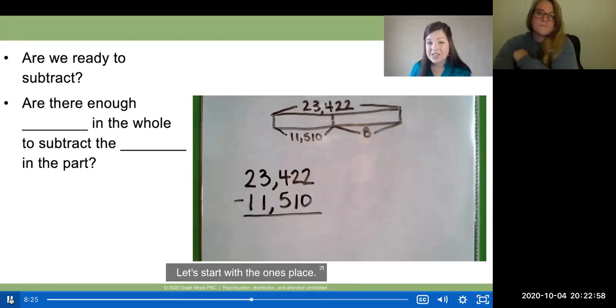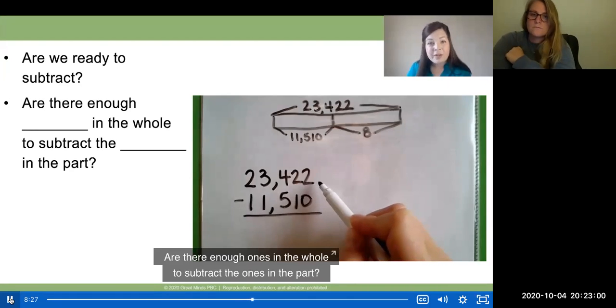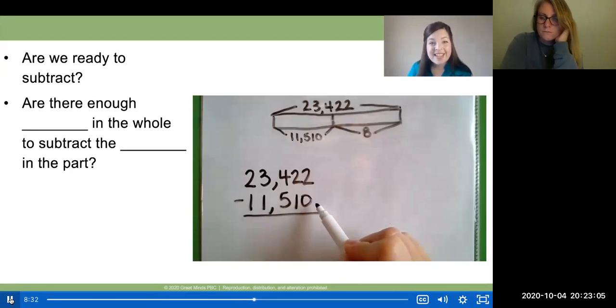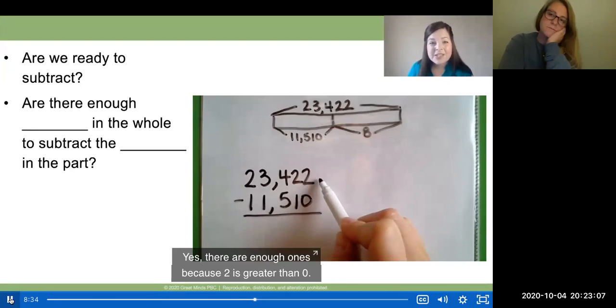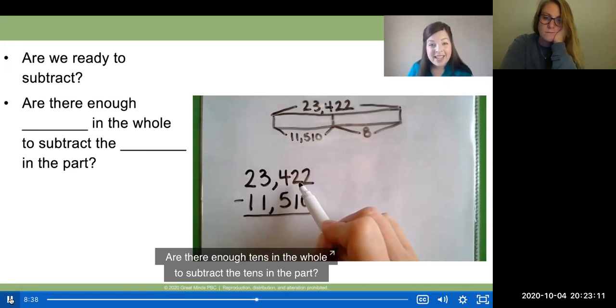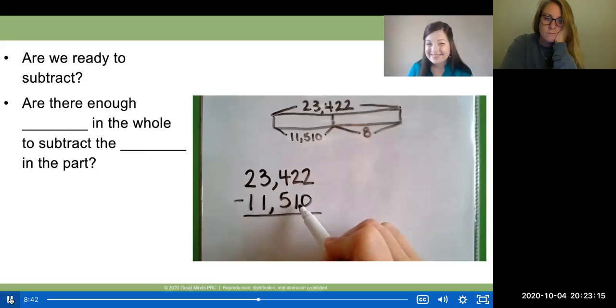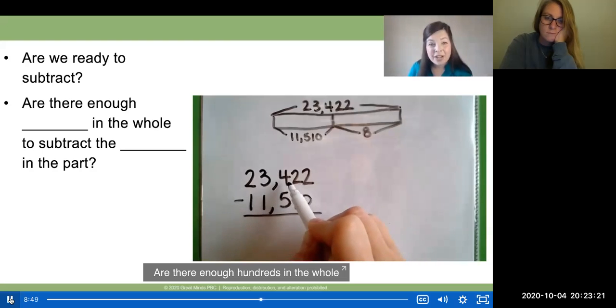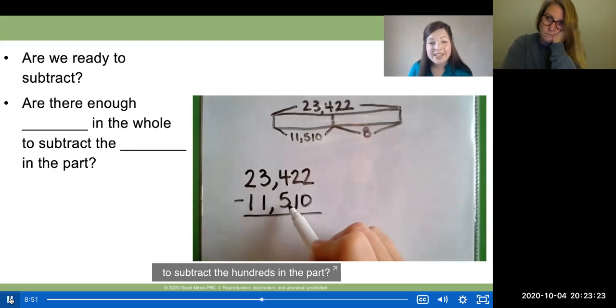Let's start with the ones place. Are there enough ones in the whole to subtract the ones in the part? Yes, there are enough ones because 2 is greater than 0. Are there enough tens in the whole to subtract the tens in the part? Yes, there are enough tens because 2 is greater than 1. Are there enough hundreds in the whole to subtract the hundreds in the part?